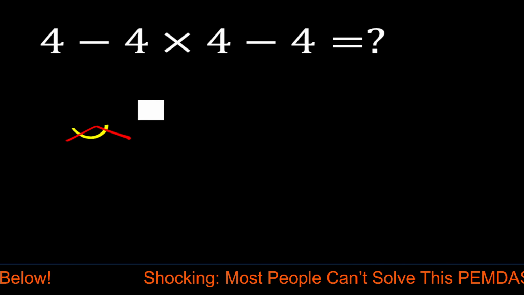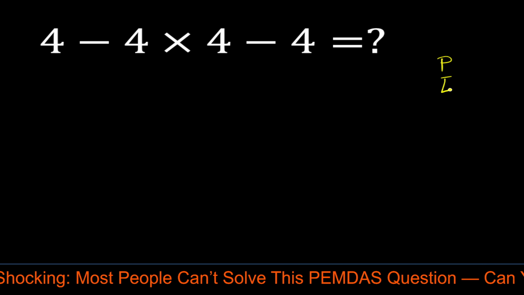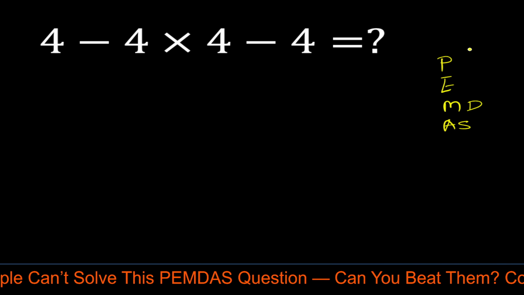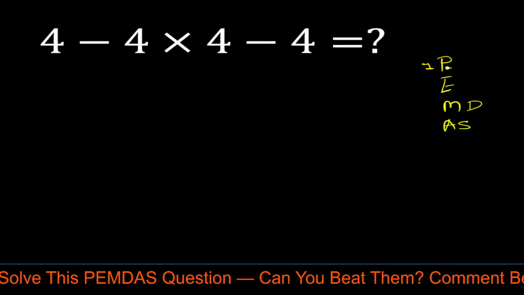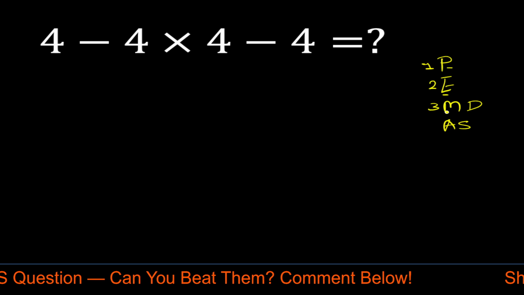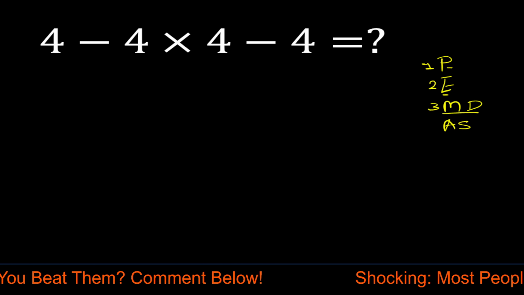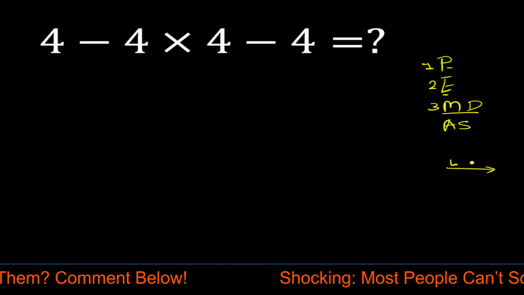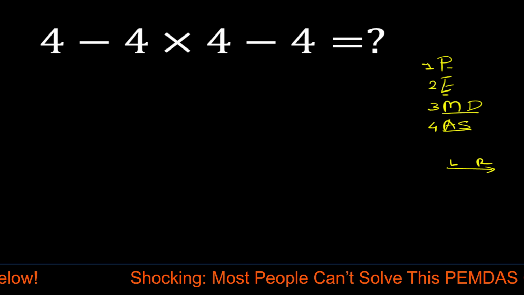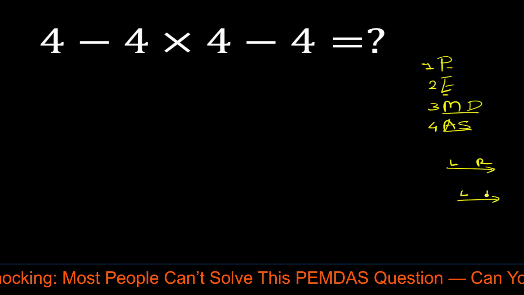Now let's solve this problem correctly by using the PEMDAS rule. PEMDAS. According to PEMDAS, first priority is parentheses, then second priority is exponents, then third priority is multiplication and division. Here multiplication and division both have equal priority, so we have to solve it from left to right. Then fourth and last priority is addition and subtraction. Also addition and subtraction both have equal priority, so we have to solve it from left to right.